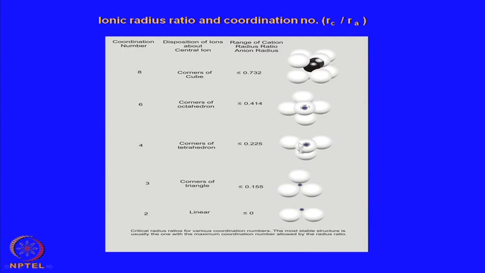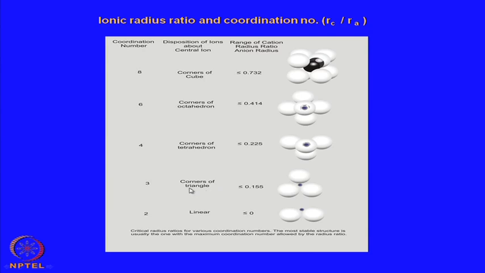For example, we have several kinds of arrangements. This is a linear arrangement, you can say there are two anions here, and in between a cation. That kind of arrangement can always be there. There is no restriction from the point of view of the geometric pattern. But these coordinations are in general not feasible, so we need not consider that, it is not very important.